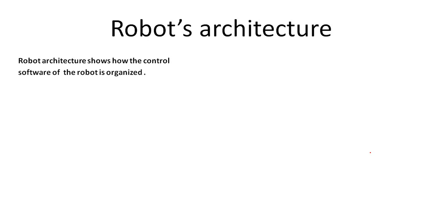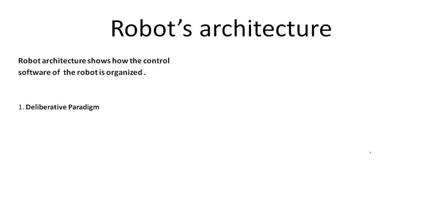So robot architecture shows how the control software of the robot is organized. It tells how the robot's decision making process and reaction process work, and how the internal software architecture of the robot is organized. So we have different types of paradigms.